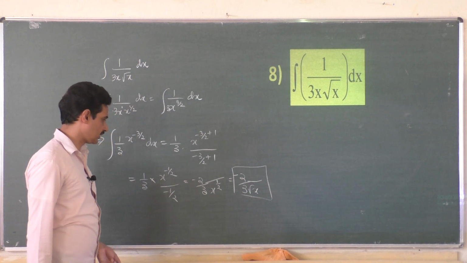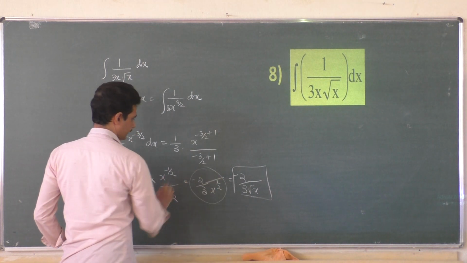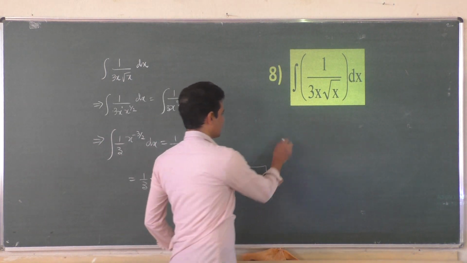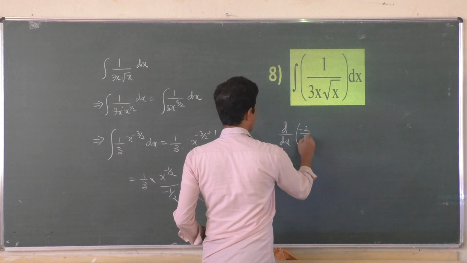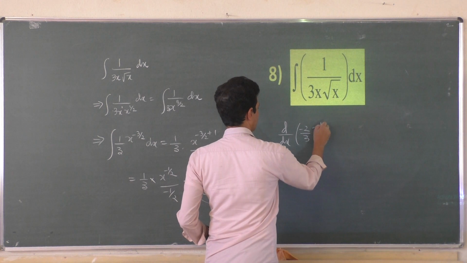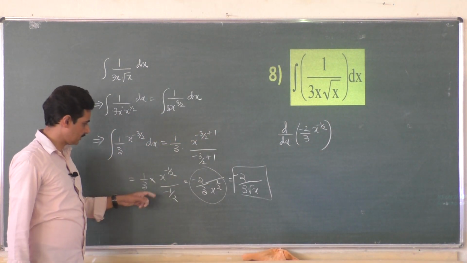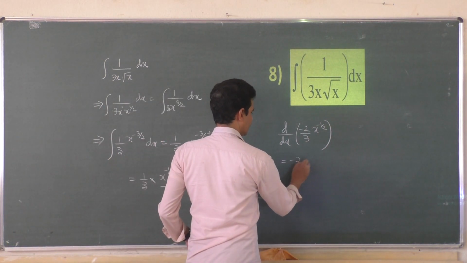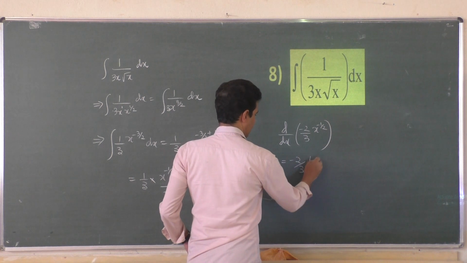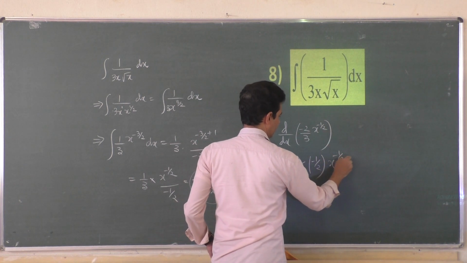Now let us differentiate this. Okay, we will take the differentiation of this term. Minus d by dx of minus 2 by 3 x to the power minus half. Minus 2 by 3 is a constant. n x to the power n minus 1.